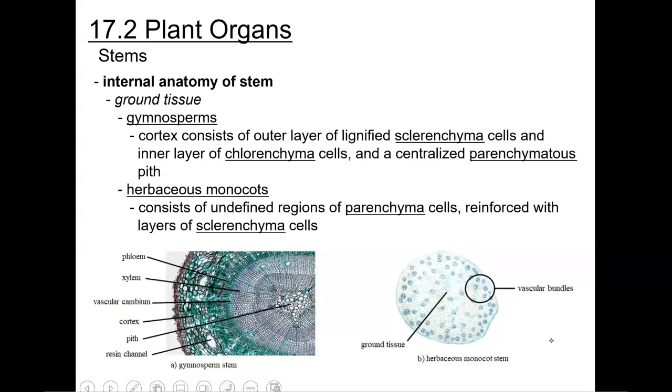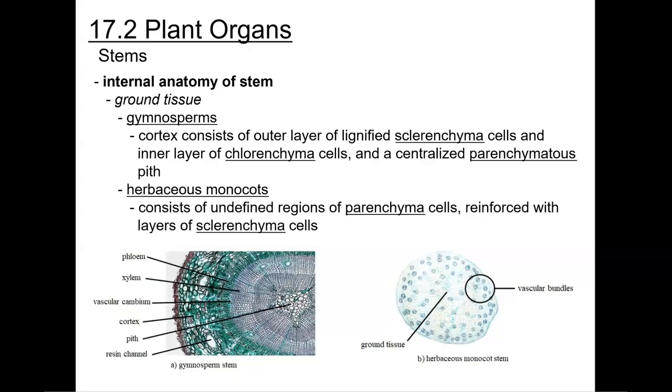Internal anatomy of stems, you're first going to have your ground tissue. If it's a gymnosperm, the cortex is going to consist of outer layers of lignified sclerenchyma cells and an inner layer of collenchymal cells. These are going to have a centralized parenchymatous pith. So that parenchymatous pith is going to be found in the center, looking at that picture on the left-hand side. So that shows you your gymnosperm.